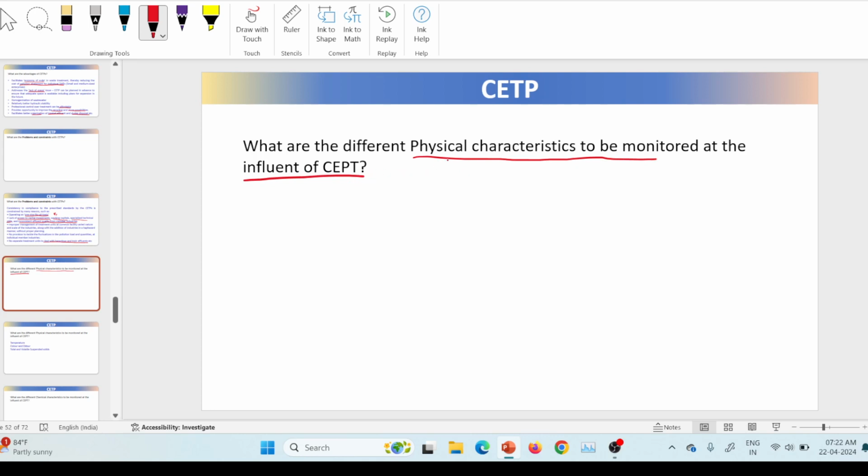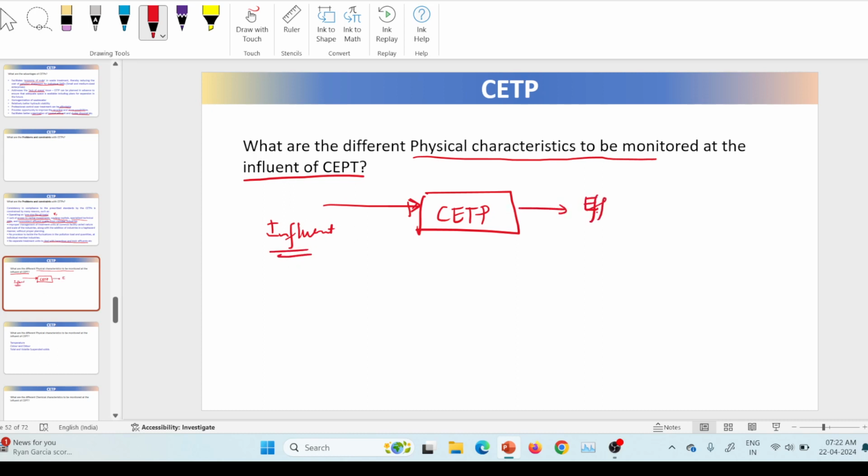What are the different physical characteristics to be monitored at the influent of CETP? So this is the CETP plant. What are the physical characteristics which we need to observe at the influent end? The influent end is what we have to see here, and the effluent end will be taken care of by the regulatory body.